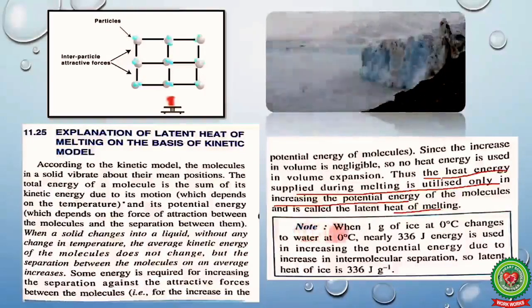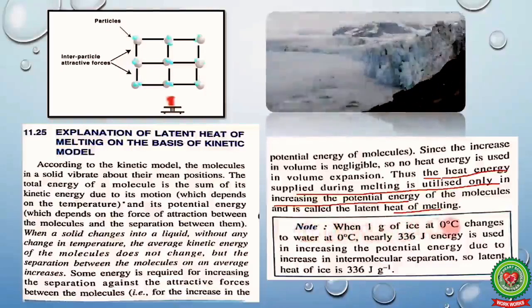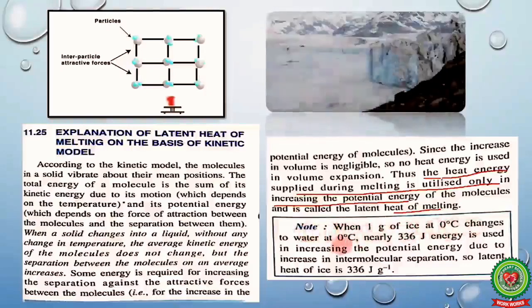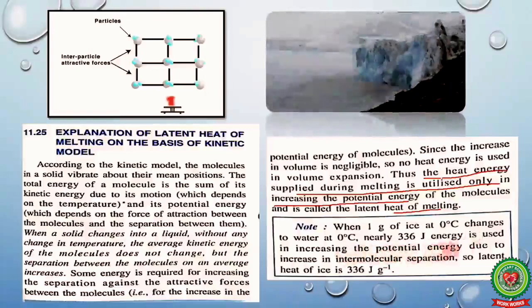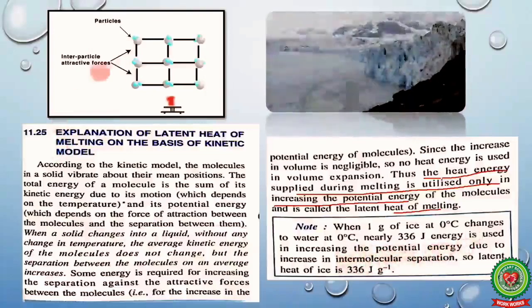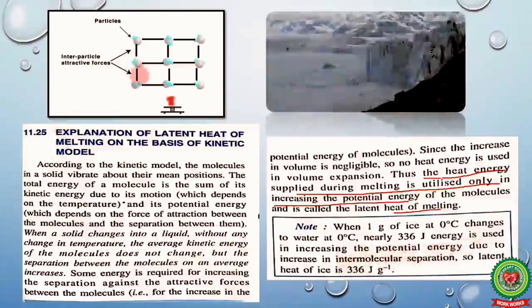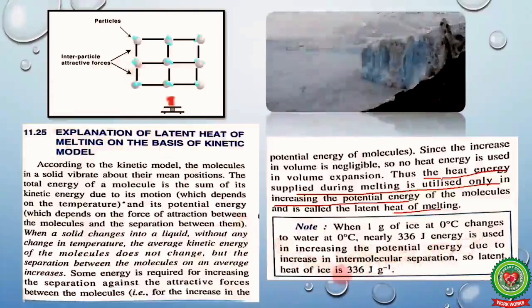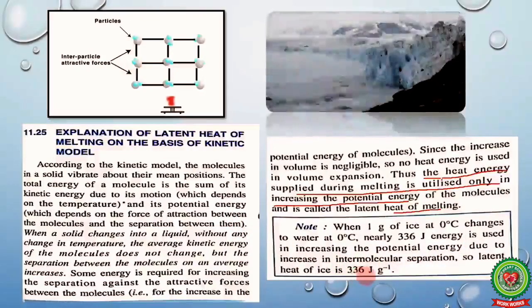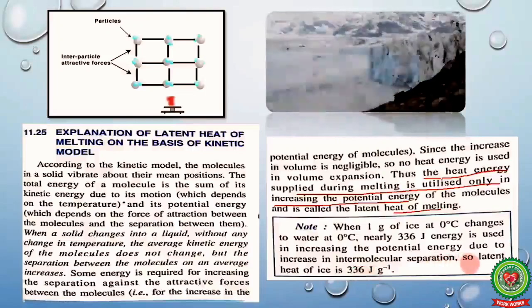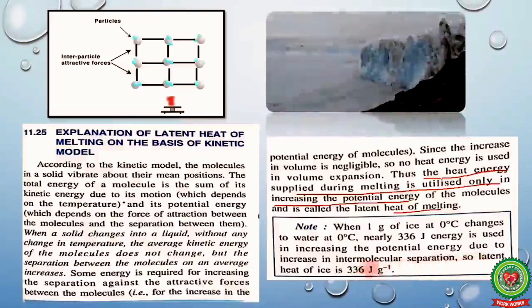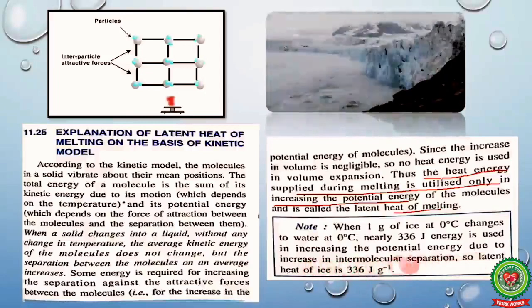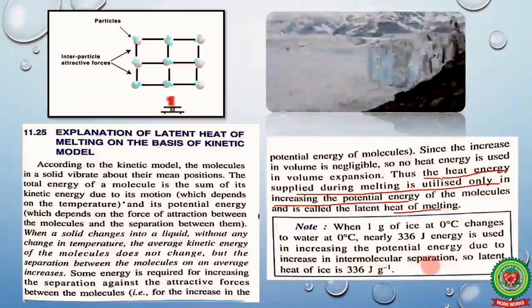Note: when 1 gram of ice at 0 degrees Celsius changes to water at 0 degrees Celsius, nearly 336 joule energy is used in increasing the potential energy due to increase in intermolecular separation. So, latent heat of ice is 336 joule per gram. That is the reason there is no rise in temperature, because all the heat energy is utilized to increase the intermolecular separation and there is no increase in the temperature.